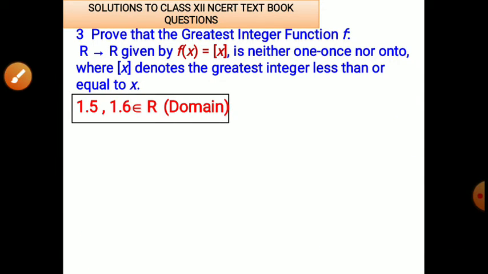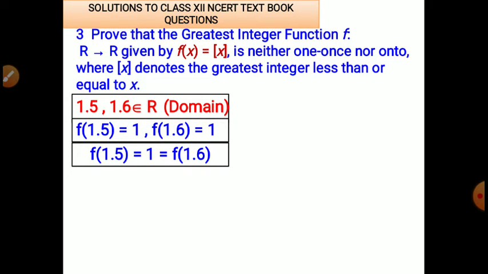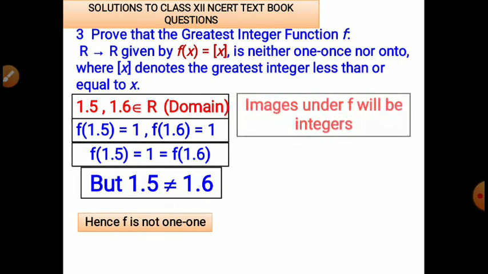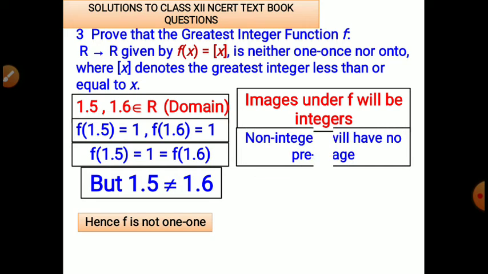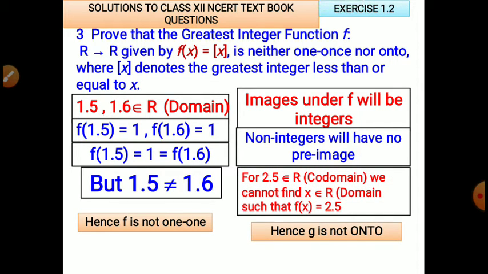And let us see the problem here. 1.5 and 1.6 belong to the rational numbers domain. Let us consider them. Both give 1, as I said to you, but 1.5 and 1.6 are not equal. Now, whenever you see the images here, all the images are only integers. Whatever domain number you take, you are going to get integers as images. So non-integers will have no pre-image. For 2.5, if you take it in the codomain, it is not an onto function.